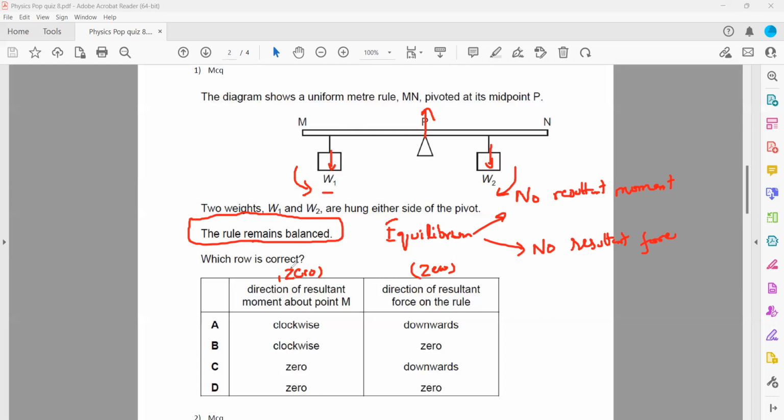So no resultant moment and no resultant turning effect, or we can say no resultant force or no resultant moment. That is when an object is in equilibrium. That's why option D is the right answer.